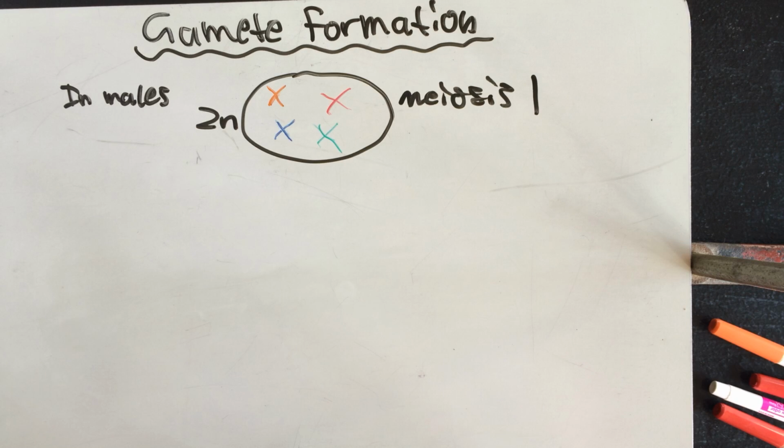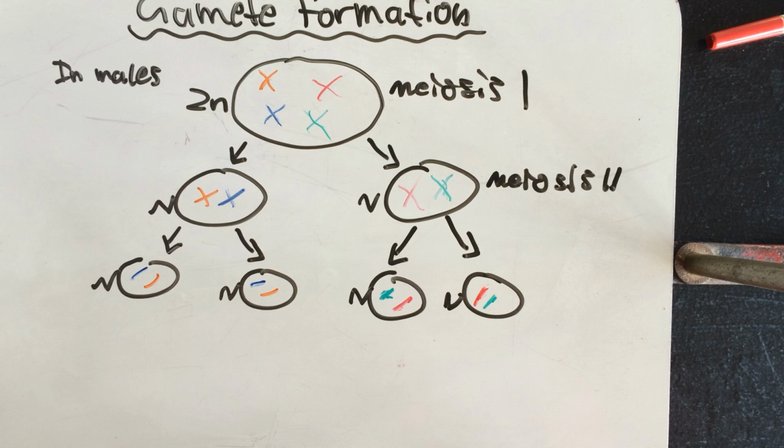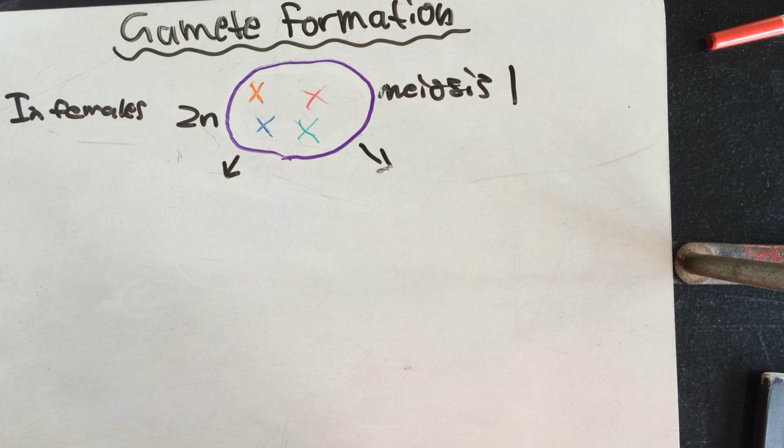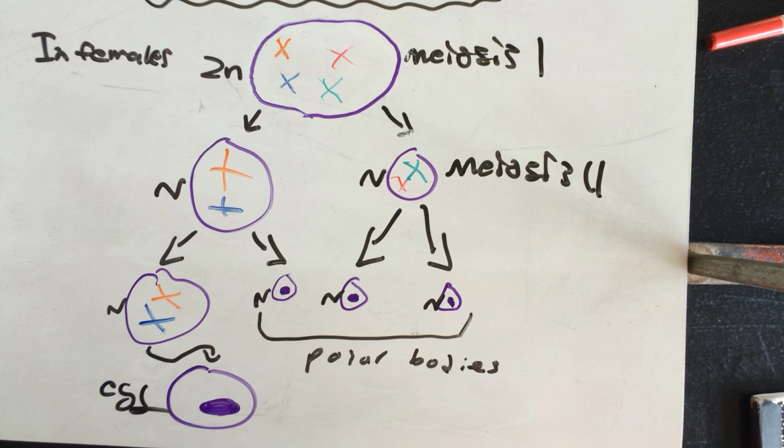In males, 4 haploid sperm cells are formed. In females, most of the cytoplasm goes into one cell that becomes the egg. One egg and 3 polar bodies are formed.